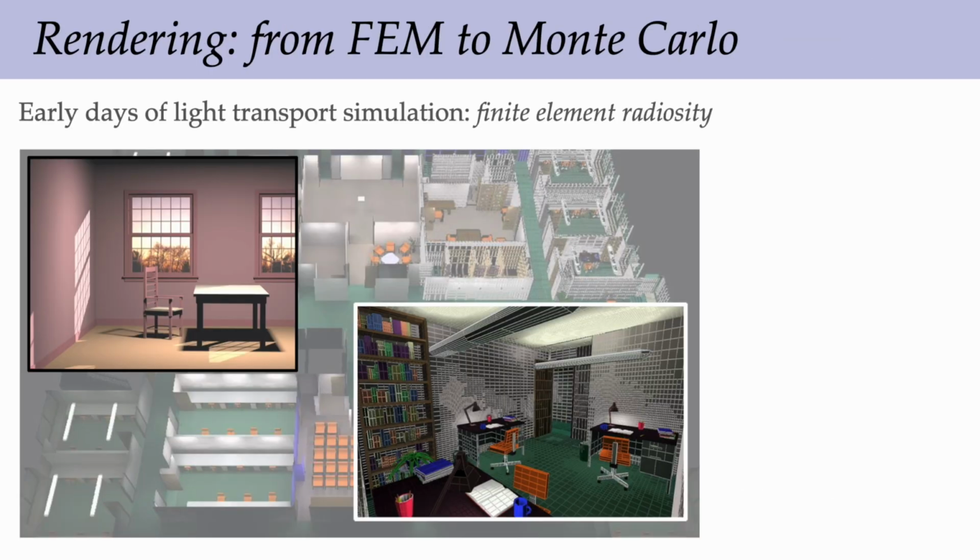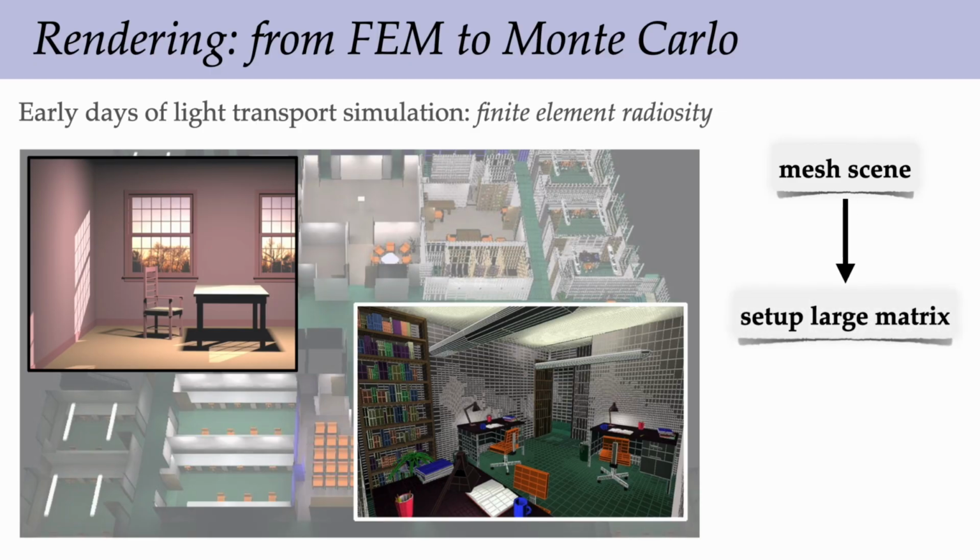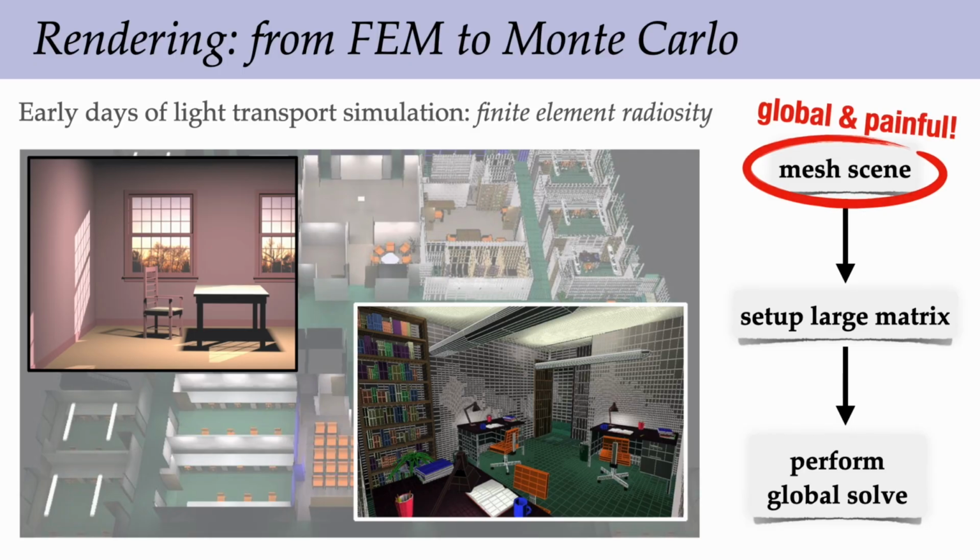So back in the 1990s, people ran up against the same kinds of problems with rendering. If you wanted to make a photorealistic image, you would probably use something called finite element radiosity, where you make a mesh of the scene, you build a large linear system, and then solve for the illumination everywhere in the scene. And this idea fell out of fashion for many reasons, but in large part because meshing is, again, just really, really hard and painful.